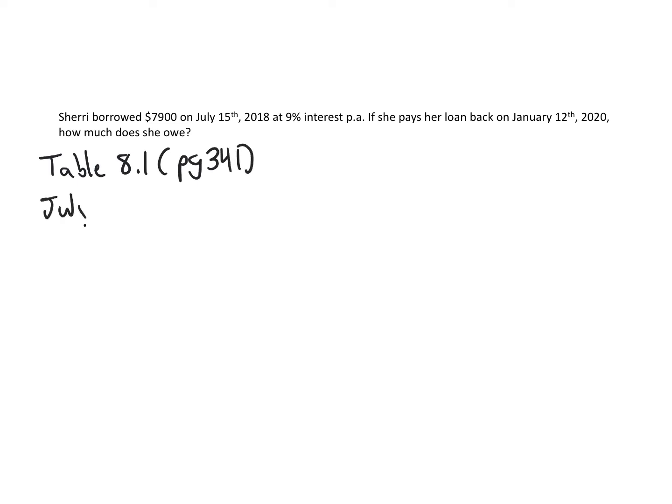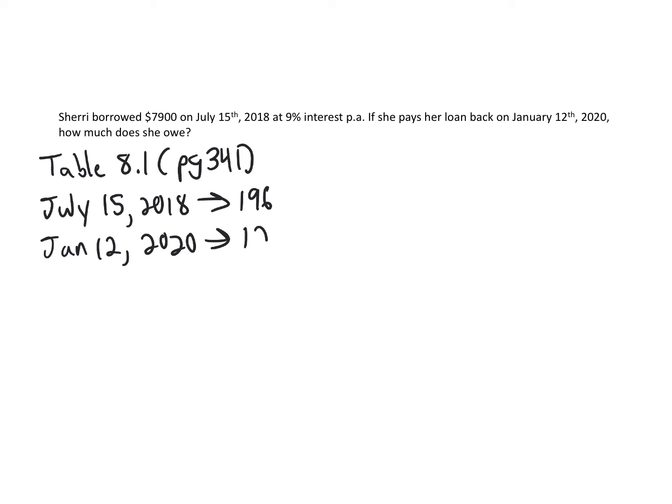So we can look at July 15th, 2018, which July 15th is day 196. Then we have January 12th, 2020. Now, this one we don't really need the table, it's the 12th day of the year.